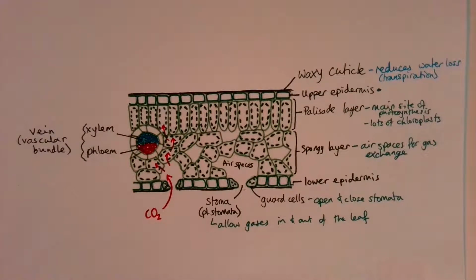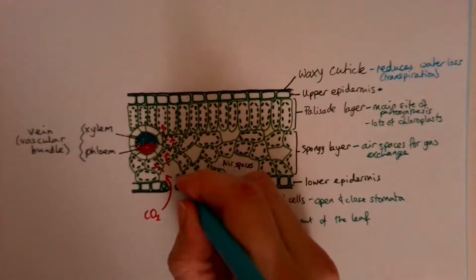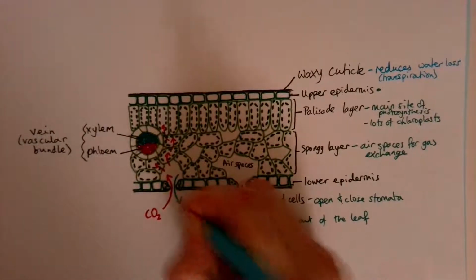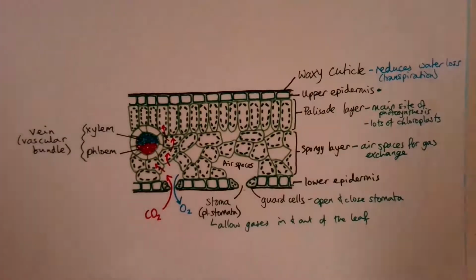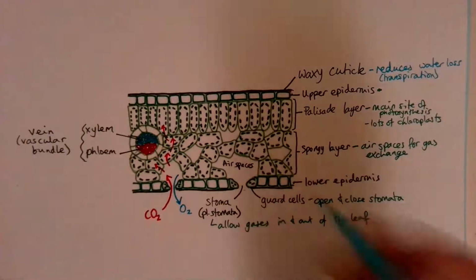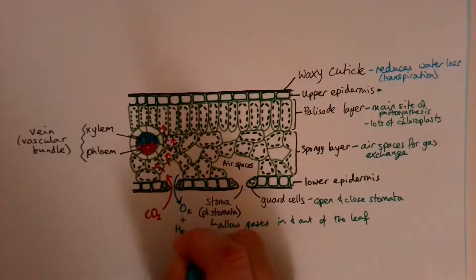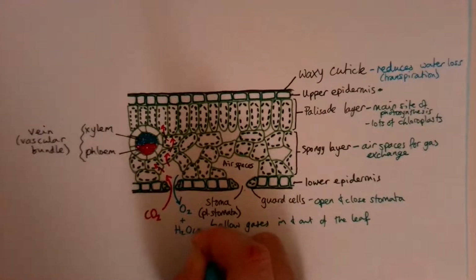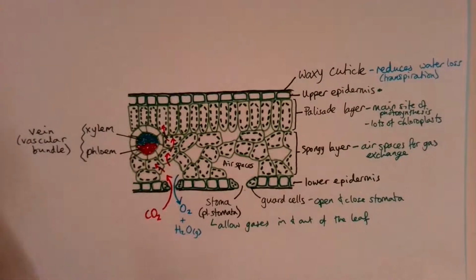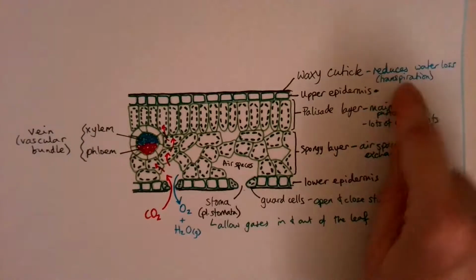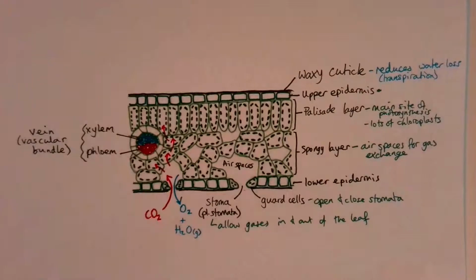And then diffusing out of the stomata at the same time, there will be some oxygen, which is produced in photosynthesis, although some of it the plant will use for respiration, and there'll be some water vapour, or H2O, and then the state symbol G for gas, water vapour. And that water vapour the plant doesn't really want to lose, but it happens as a result of these stomata, and we will come back to that when we learn about transpiration.